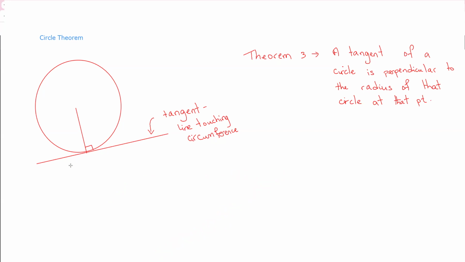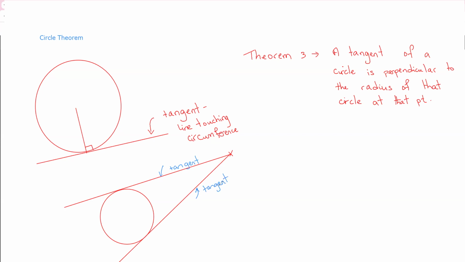I'm going to make this a little smaller. So you have a circle, and let's say you have two tangents, a line touching the circle, but meeting each other at a point, right? So the two tangents, so this here is a tangent. This here is another tangent. But both of them are connecting at an external point.